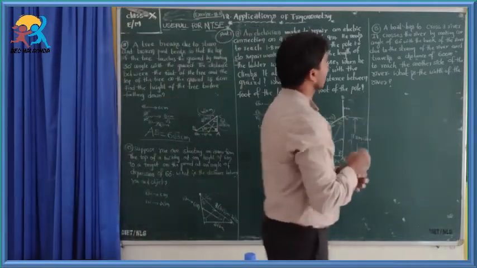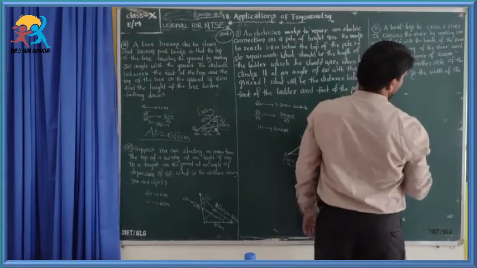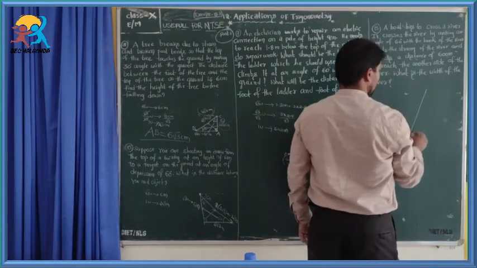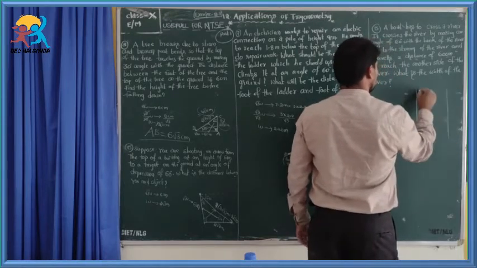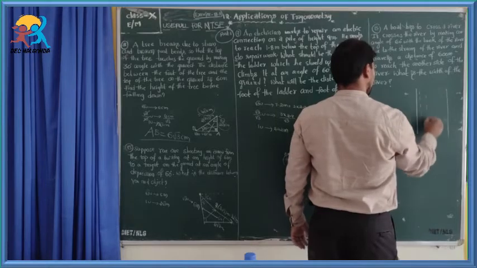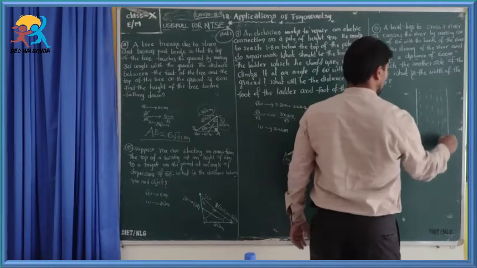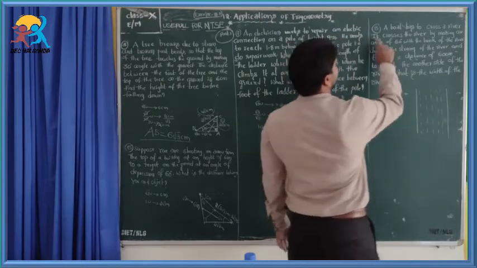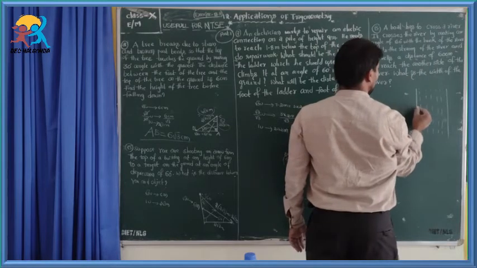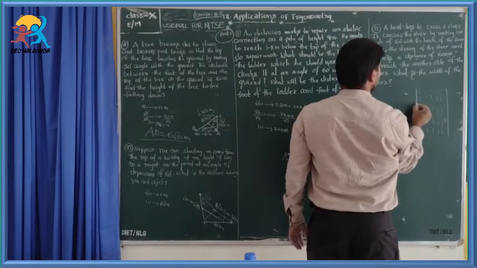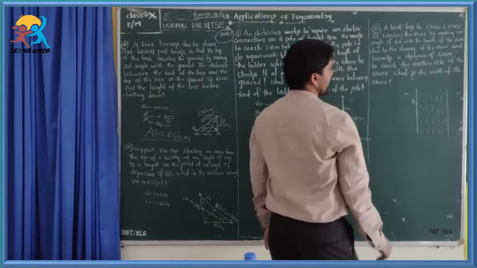And the final question, a boat has to cross a river. Suppose this is the river. Water is flowing in this way. It crosses the river by making an angle of 60 degrees with the bank. This is the bank. Suppose the boat starts from point B on the bank of the river.